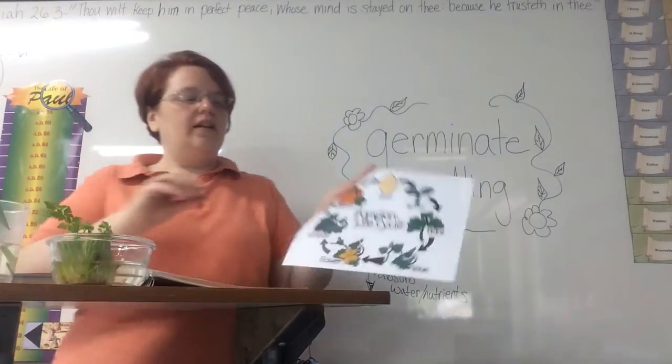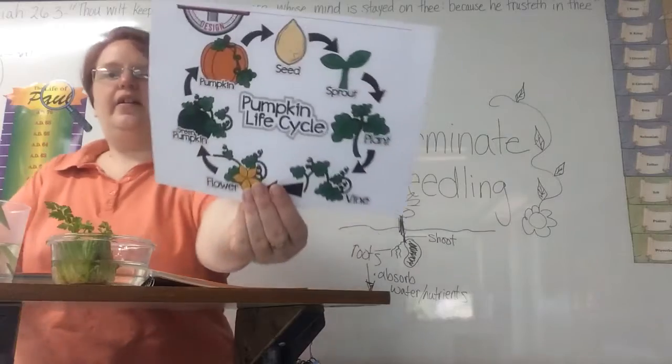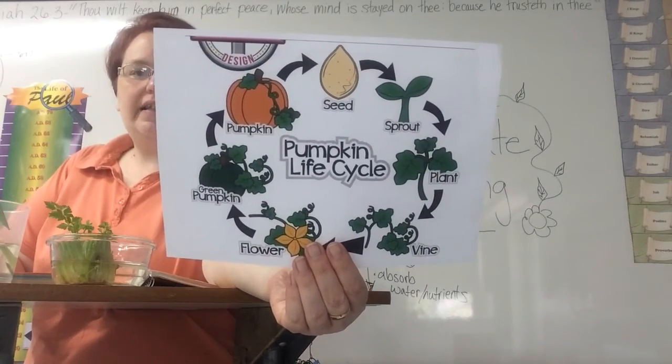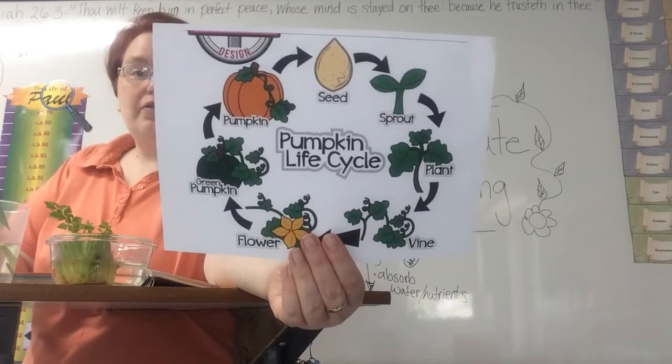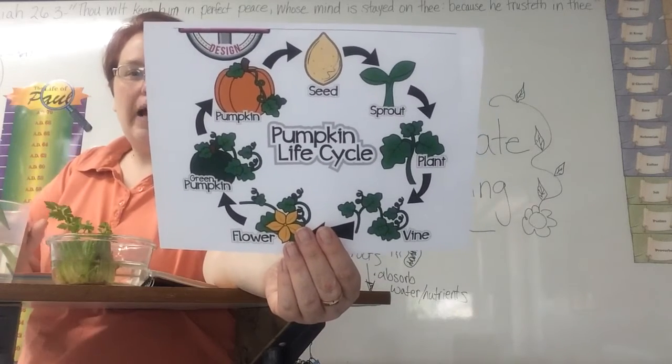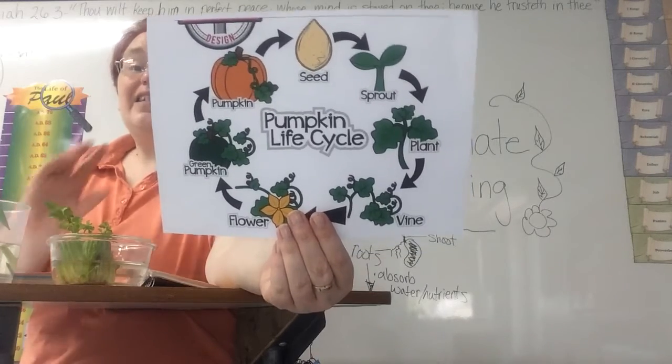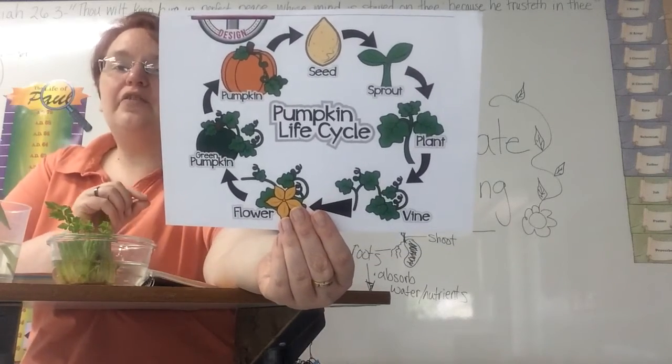So here, I have a similar picture, all right, that is in your book. And it shows, you can stop this video at any time. It goes from the seed to a seedling, which it says a sprout. That's just another name for a seedling, to a larger plant. And then for this case, this is a plant that grows on a vine.